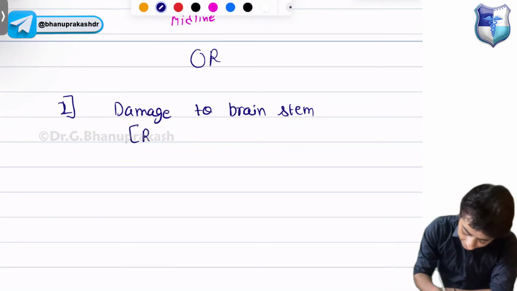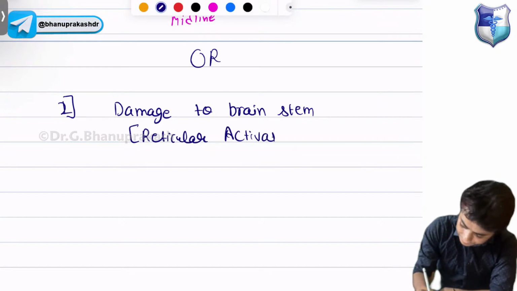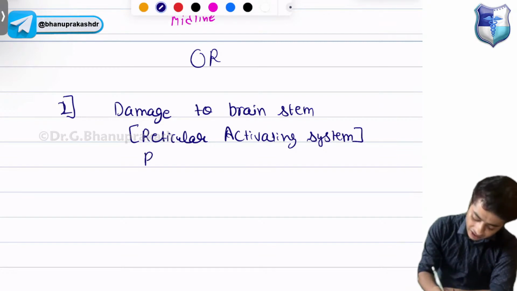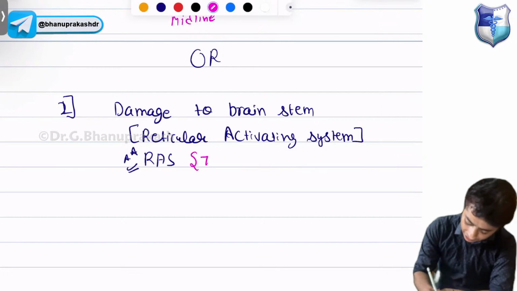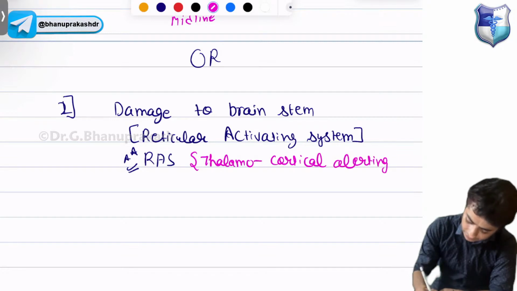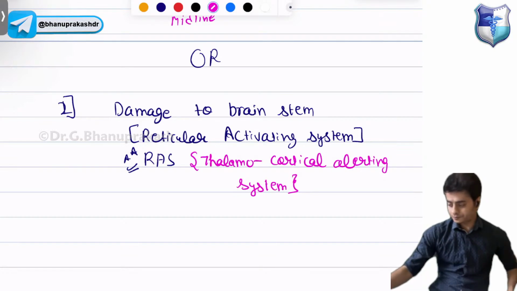That is your reticular activating system. That is your RAS. It is also known as the thalamocortical alerting system.